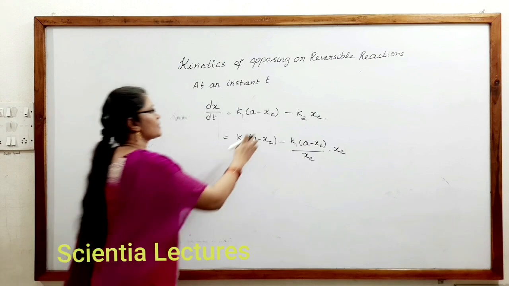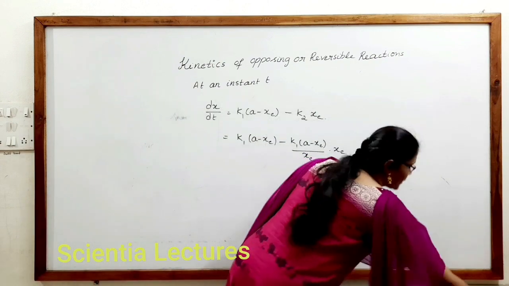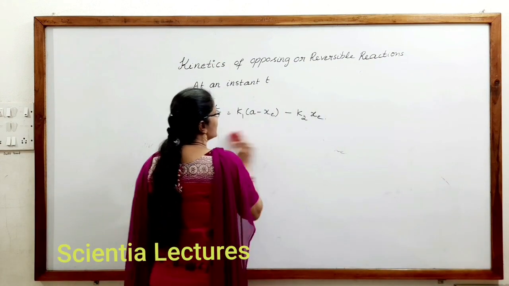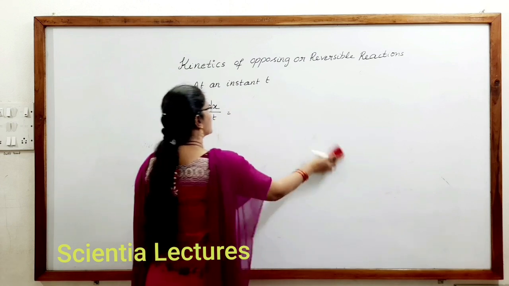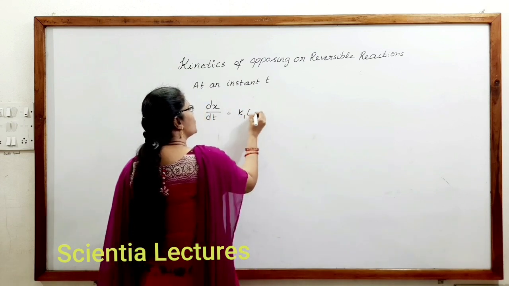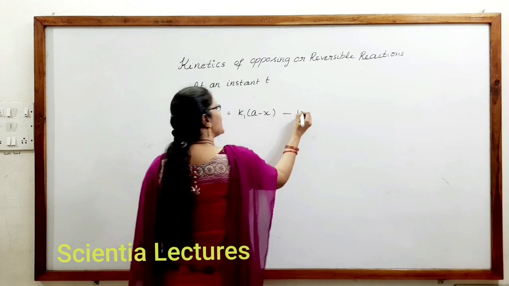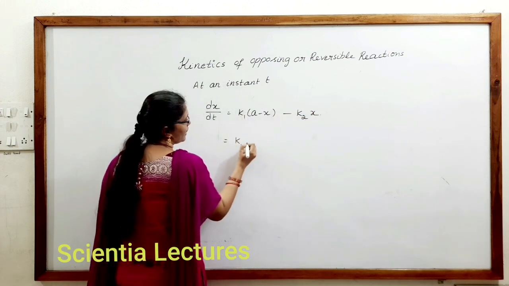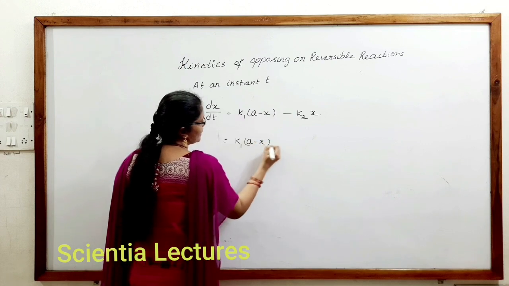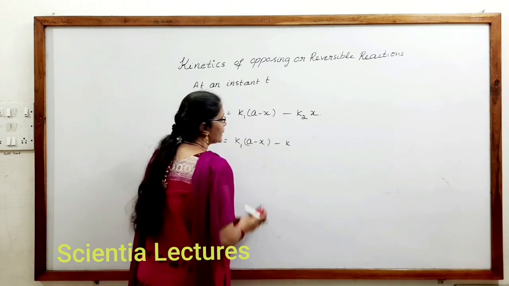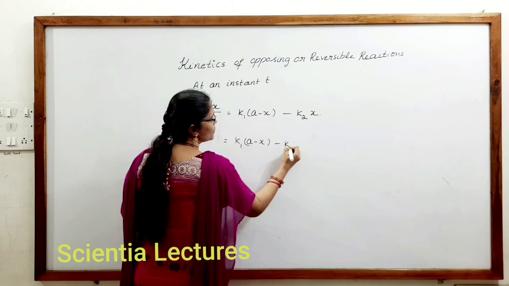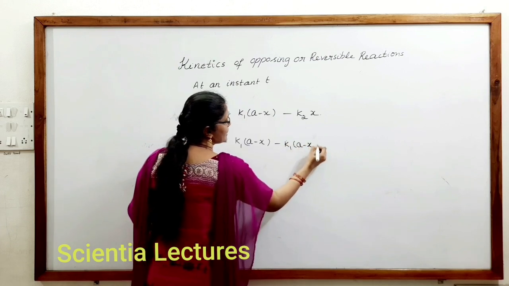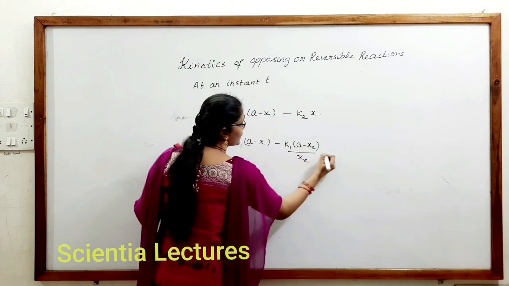So this has to be taken not at equilibrium. This is at an instant t. So this must be taken to be K1 into (A minus X) minus K2 into X. So this must be equal to K1 into (A minus X) minus K2, which could be written as K1 into (A minus Xe) by Xe, into X.